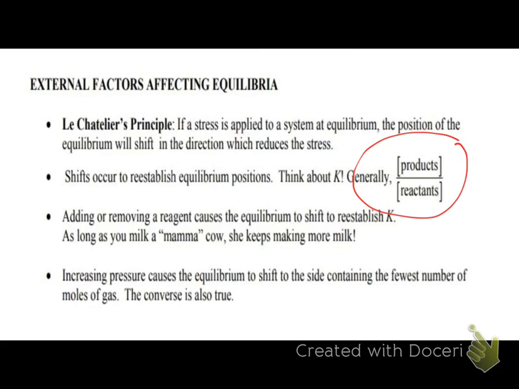Adding or removing reagents causes the equilibrium to shift. And this is not my example, but it's a good example. As long as you keep milking mama cow, it'll keep making milk. That's not my example, it's in the notes. I didn't come up with that example, but it is actually a good example.